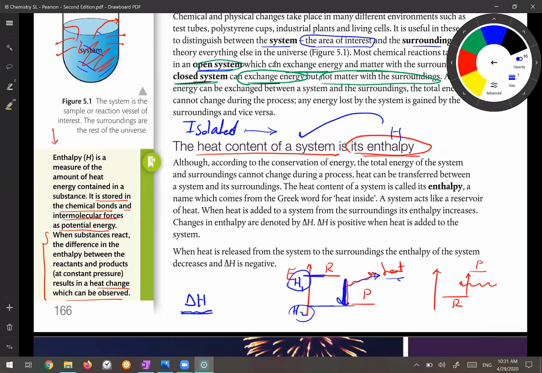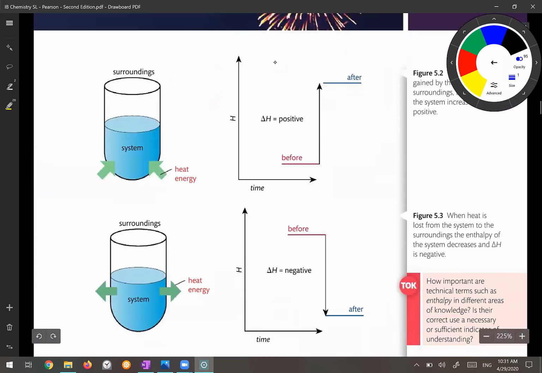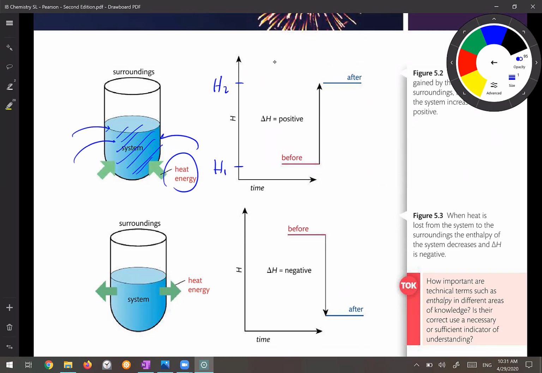Okay, so let's go to the next page to show this on the diagram. Suppose a chemical reaction is happening here. Reactants are converting to products. So the energy content of the system before the reaction is here. So it's H1. After the reaction happens, the energy of the system is here, H2. It means the energy of the system has increased. But where does that energy come from? It comes from the surroundings. So the energy has gone into the system.